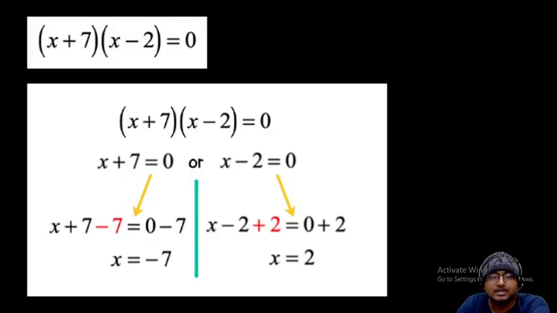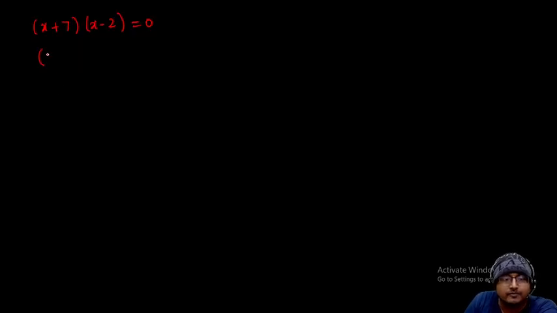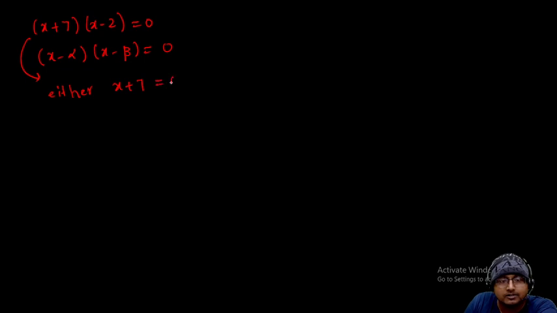So what's the next example given? (x plus 7) into (x minus 2) equal to 0. Okay, so this is the problem. This is directly in the form of x minus alpha into x minus beta is equals to 0. So what do we have to do? Either x plus 7 is equals to 0 or x minus 2 is equals to 0. That is, either this term should be equal to 0 or this term should be equal to 0. Then only the product of these two terms will be equal to 0.